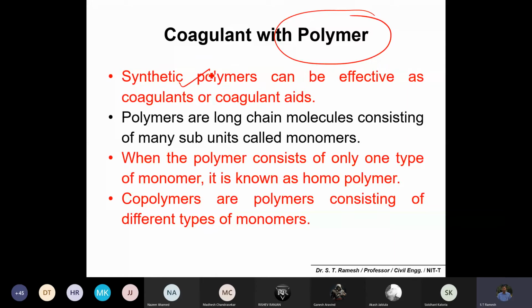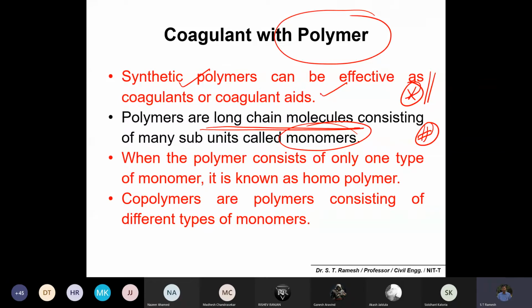Okay, so these synthetic polymers can be effective as coagulants or coagulant aids. So please make a note: instead of chemical, you can use synthetic polymers also. Polymers normally are long chain molecules consisting of subunits called monomers. Basic chemistry, you would have studied in first year, polymer chemistry. So polymers are long chain molecules consisting of many subunits called monomers.